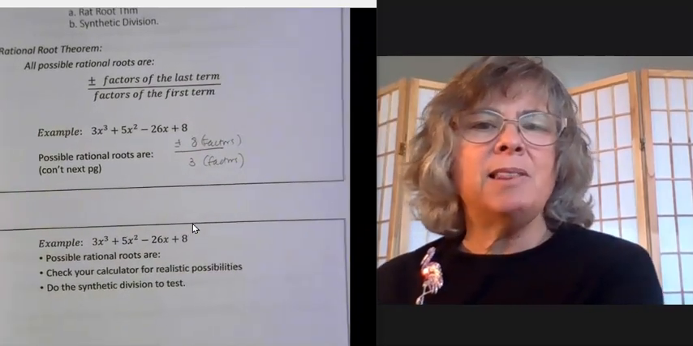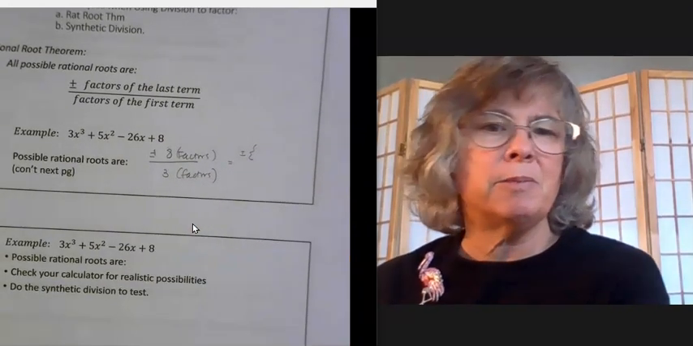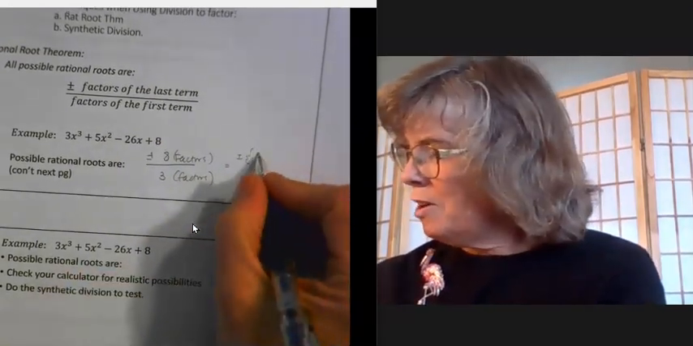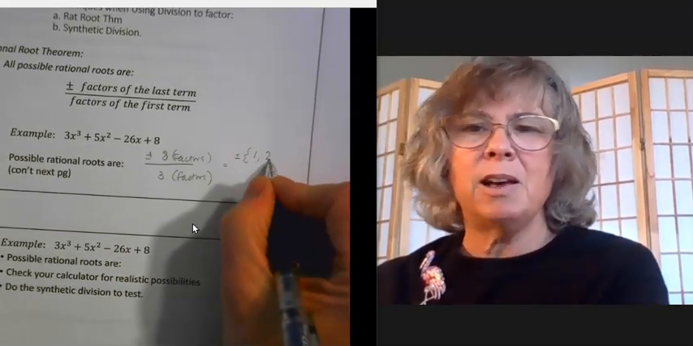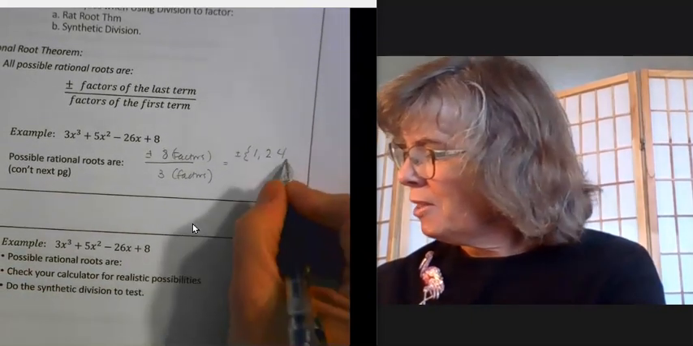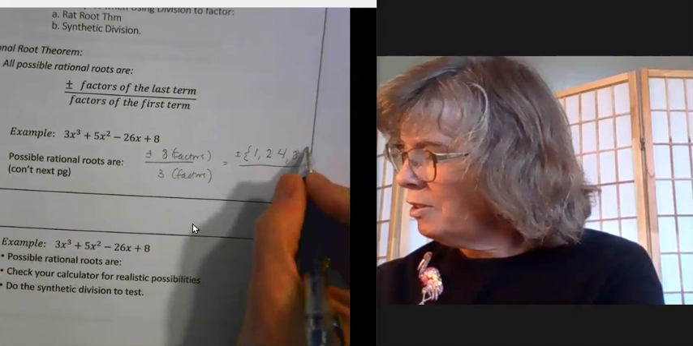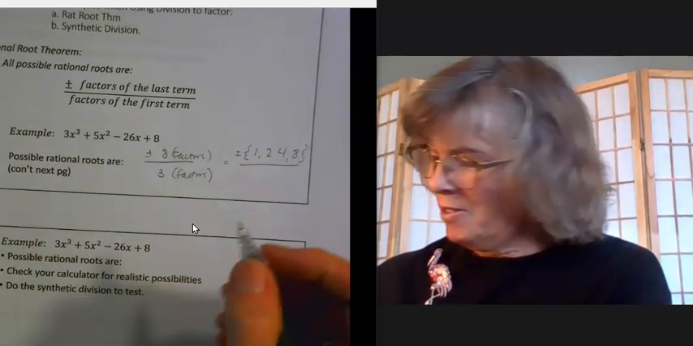So let's start by listing those factors. I'm going to say plus or minus, and I'm going to put a little squiggly because I'm going to talk about it as a set of numbers. We have 1, and I'm going to go in order from smallest to largest: 1, 2, not 3, 4, 5, 6, 7, 8, all over factors of 3. And there are 2 factors of 3, 1 and 3.